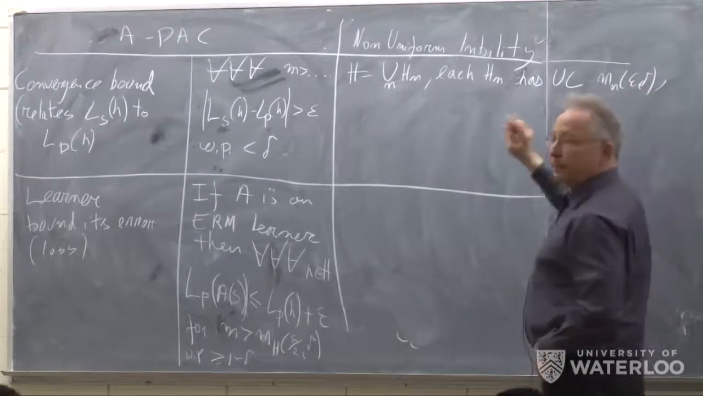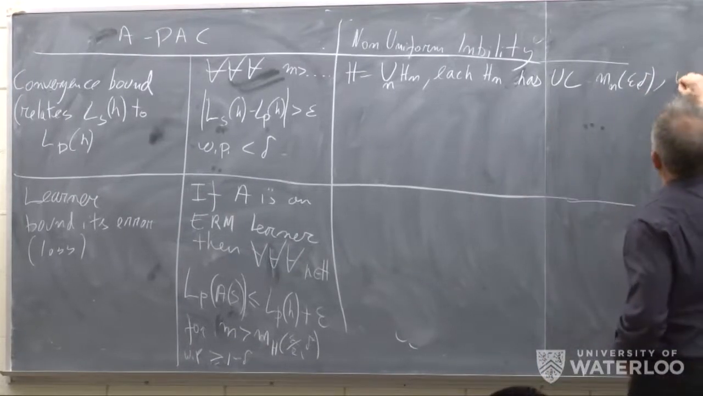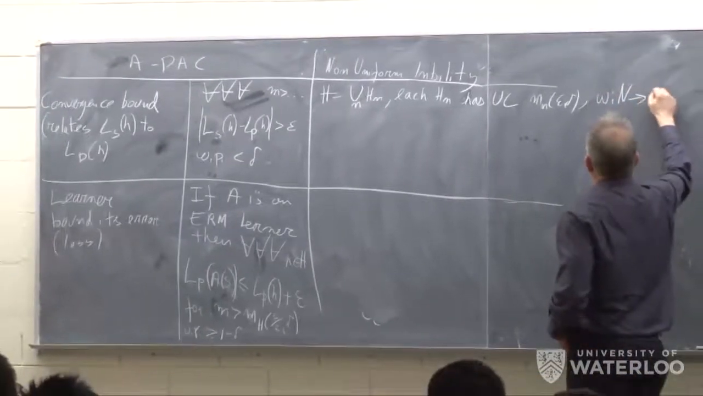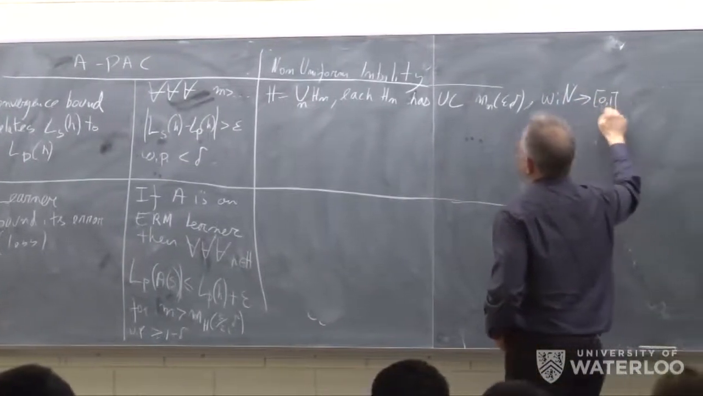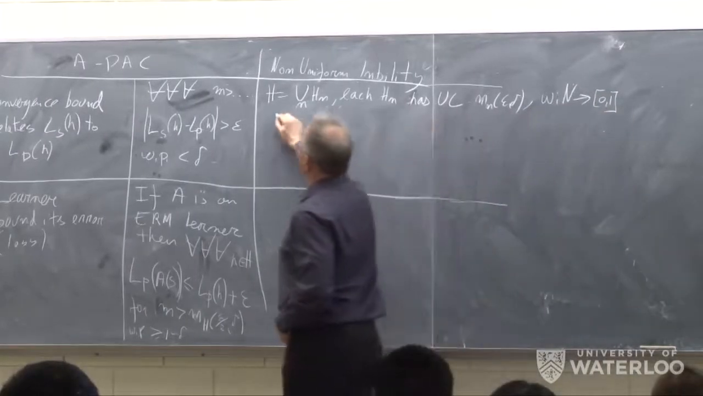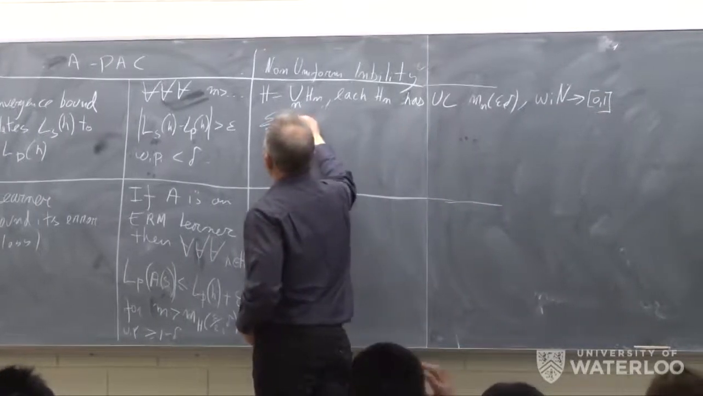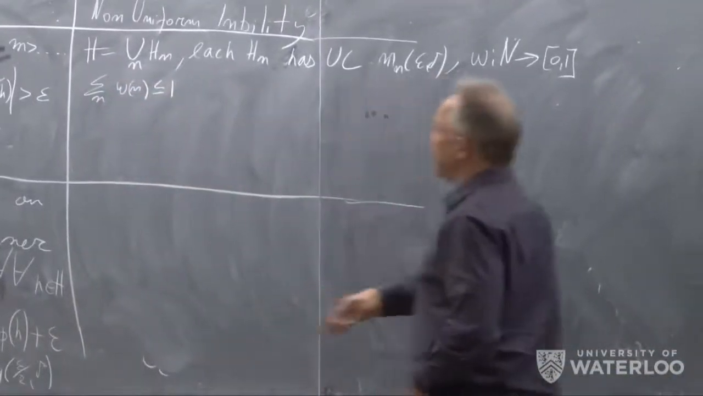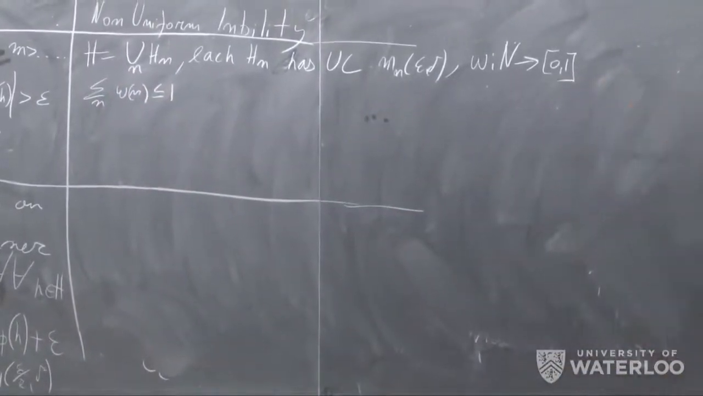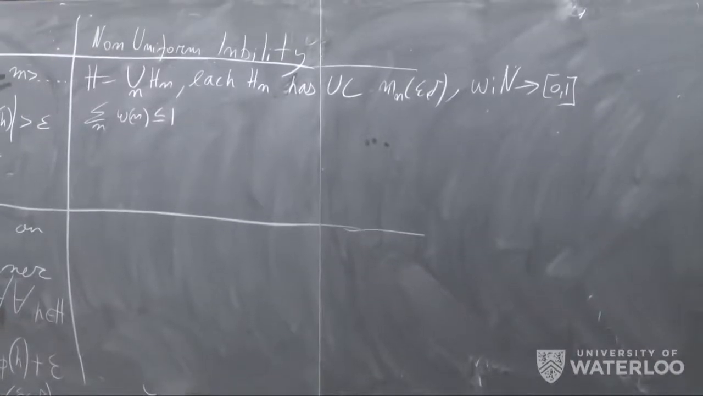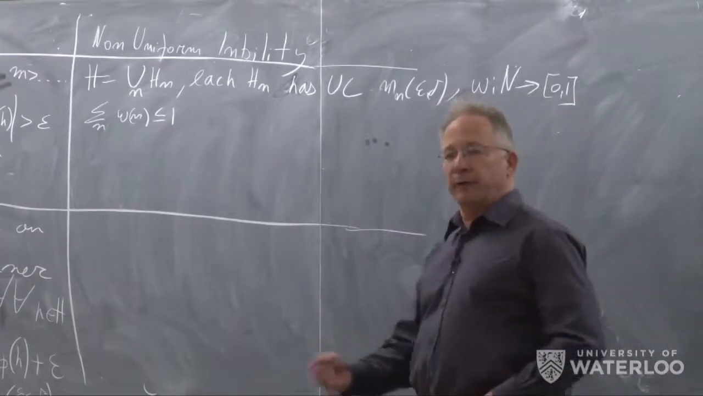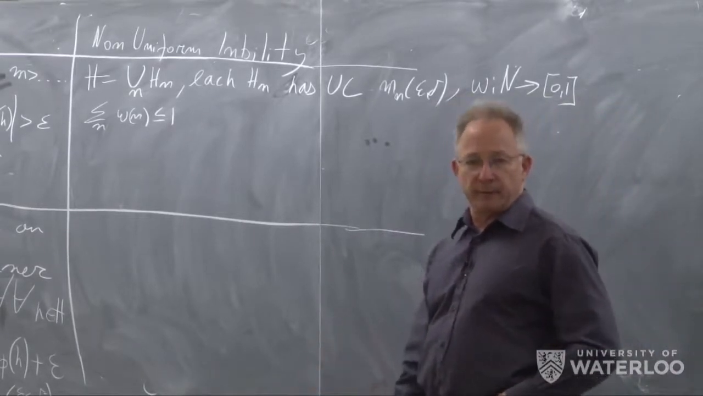And we had this function W that goes from the natural numbers to [0, 1], and the sum over all n of W(n) is at most 1. So we had all of that setup, building the setup. And then we said that we now get a uniform convergence result.